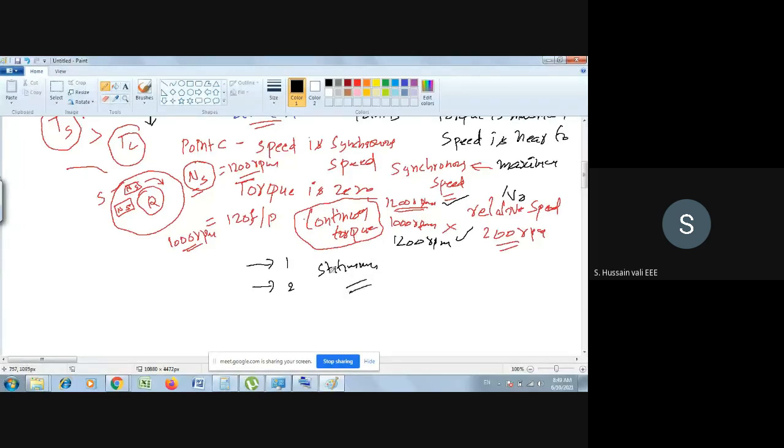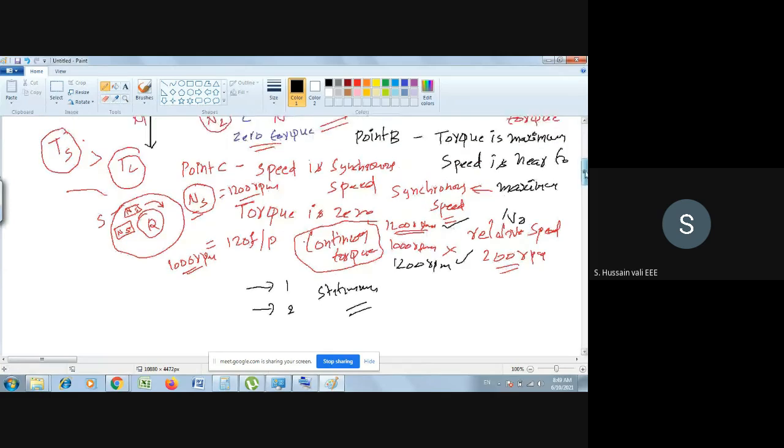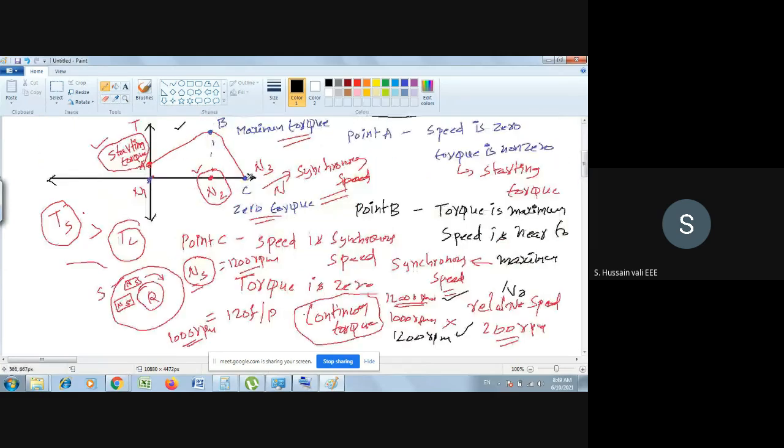Because of this no relative motion, the torque production is zero. When the torque production is zero, the motor slows down and cannot drive the load. That's the point. So you generally don't operate the induction motor at this point. You should not operate the induction motor exactly at synchronous speed. If you do that, there won't be torque production.